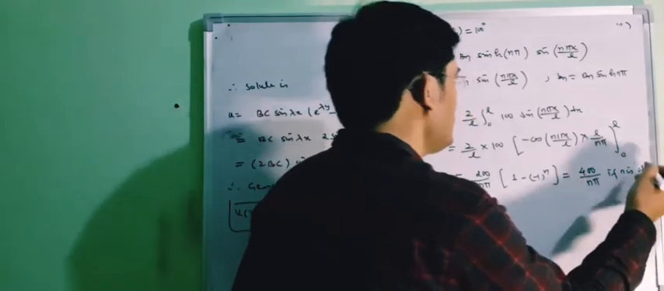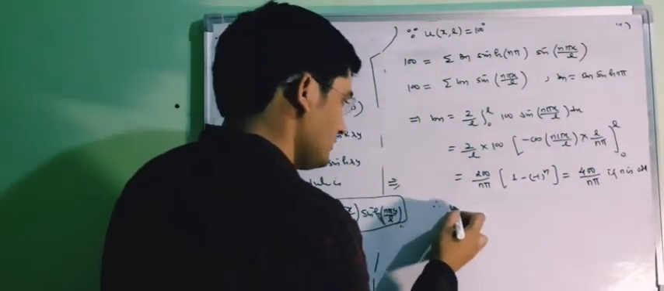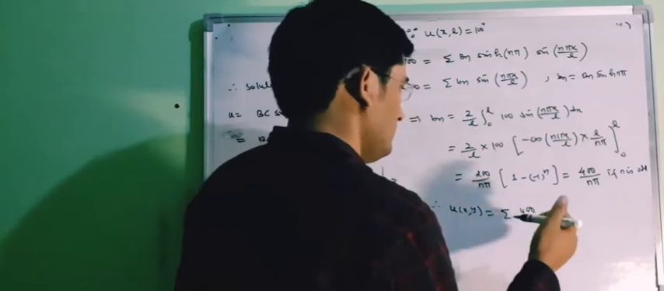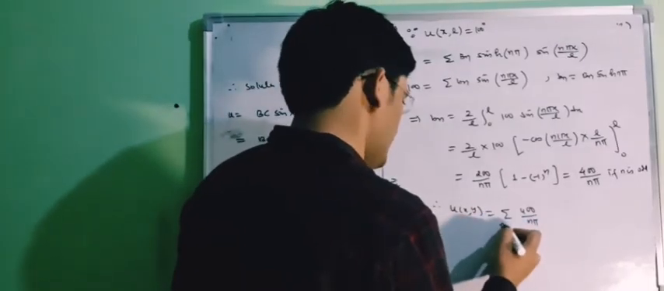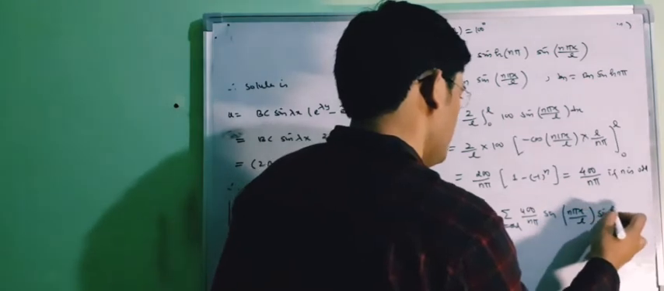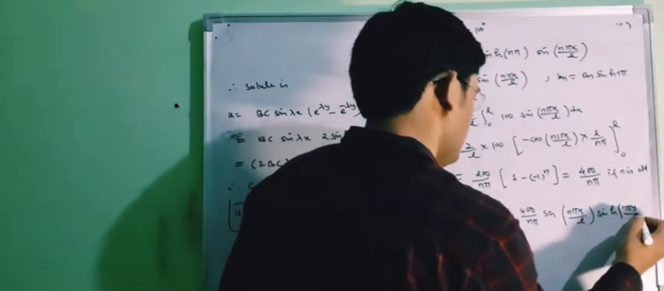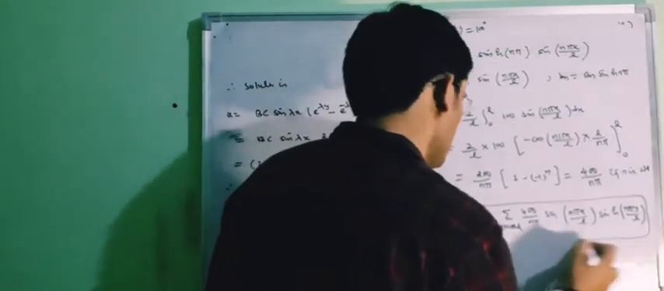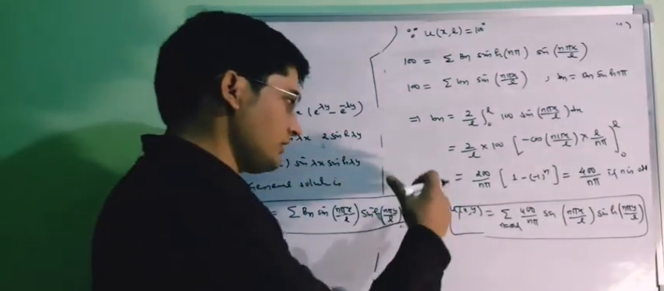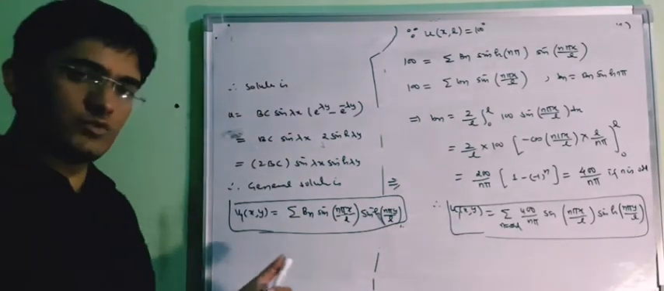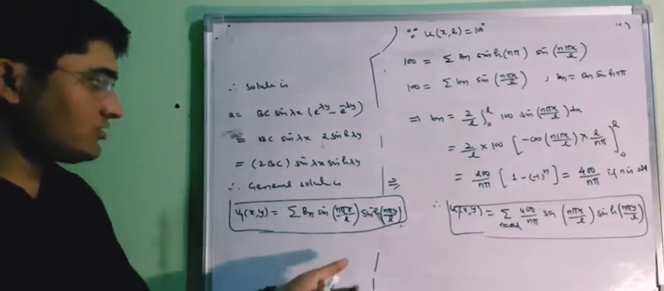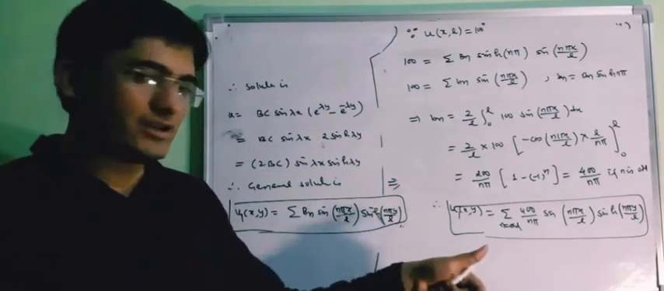So our solution in this case will be u(x,y) equal to Bn, where Bn is 400 upon n pi when n is odd, into sine n pi x upon L into sine hyperbolic n pi y upon L. This was u1, not u(x,y). As we know, the second boundary condition is exactly similar to the first one, except that in the fourth boundary condition x was fixed and y was varying.